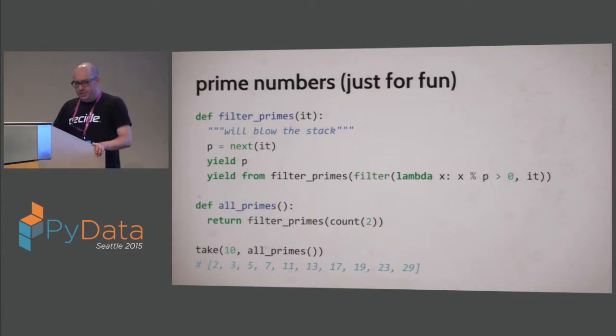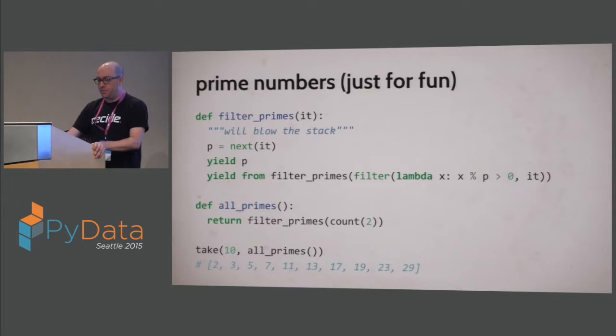Just for fun, this is the Haskell-y way of doing prime numbers, which has kind of the same flavor. If I want to filter the primes out of some iterable, I pull off the first element p, I return it and say that's a prime, and then I take the rest of that iterable and get rid of everything that's divisible by p. So it's your standard prime number sieve. And so to find all primes, you just start that with count 2, which if you remember is the sequence 2, 3, 4, 5 going on forever.